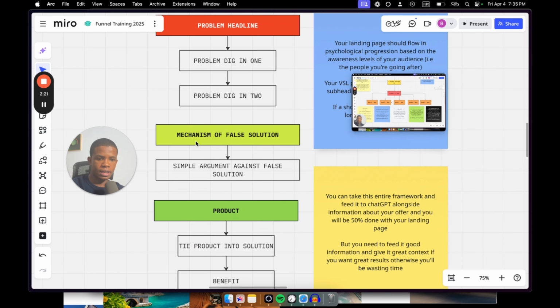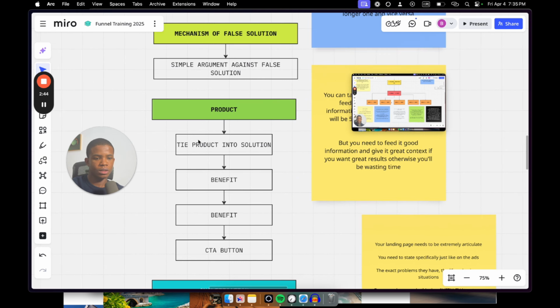So the next thing here is going to be the mechanism of the false solution. And all you need here is a simple argument against the false solution. So this could be a product that they've tried in the past. It could be a method of solving the problem that they've come up with in the past. And you want to break that down and make them understand that this is actually not the solution to the problem. And then you go into the product.